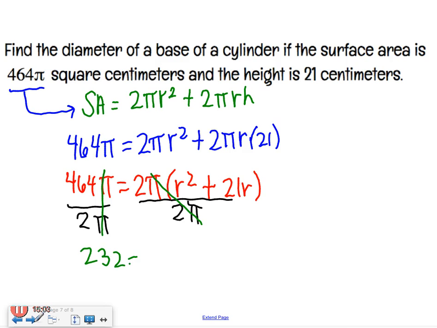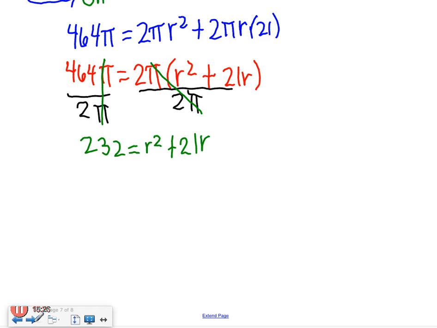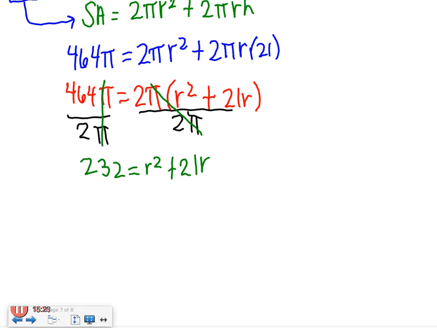232. r squared plus 21r. So I think we needed more practice with factoring, so that's what we have to do to solve this. So we gotta set everything equal to 0, and then we gotta factor. So I'm gonna subtract 232 and bring it over to the other side. This equals 0.